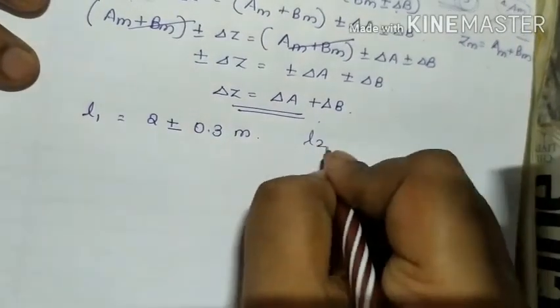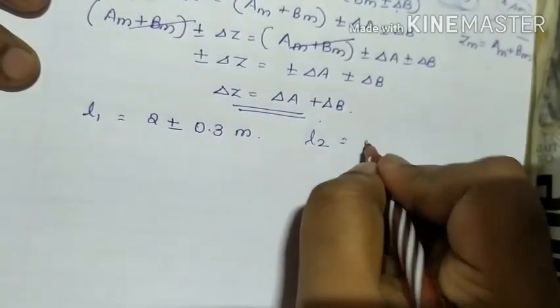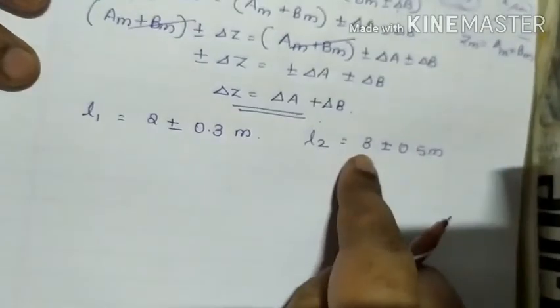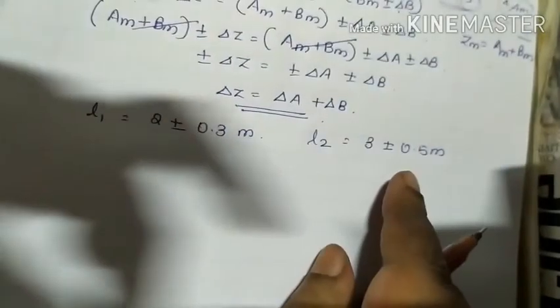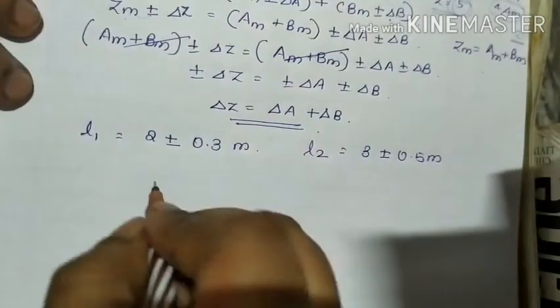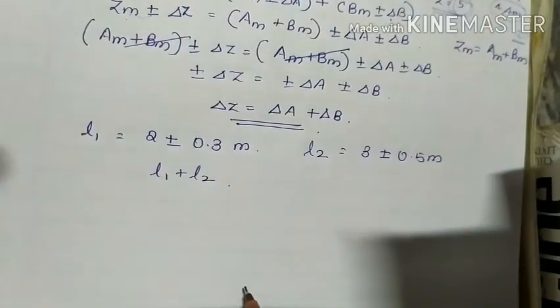Now L2 is the length of that flag stand, along with the stand. Let's say it is 3 plus or minus 0.5 meter. So 3 is its measured value, and 0.5 is the error in that measurement. You are asked what is the total length. That is, you are asked L1 plus L2. How would you do it?